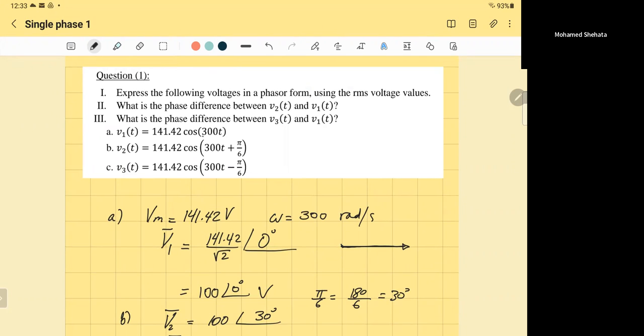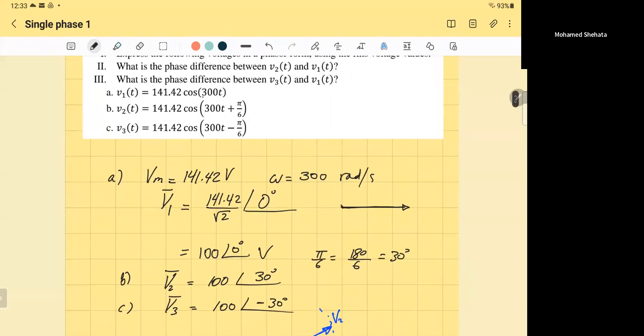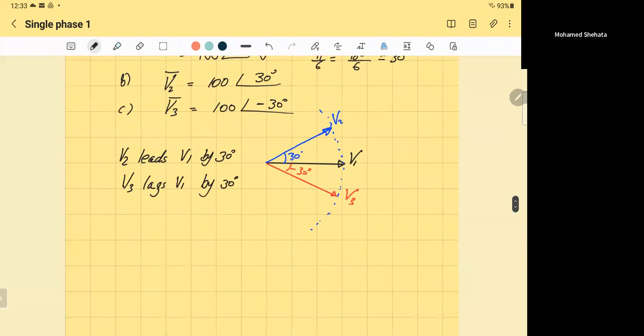The difference between V2 and V1 at 30 degrees, you just subtract both angles. It's easy here because V2 is at angle 30 and V1 is at angle 0. When you subtract, 30 minus 0 is equal to 30 degrees. What about if you have different angles? What do I mean by this?